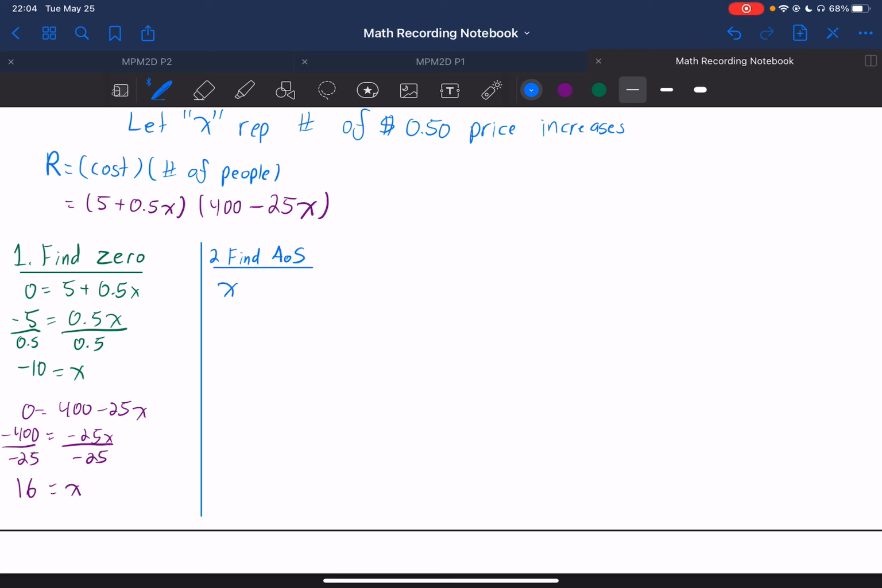So our AOS is x plus our two zeros, so negative 10 plus 16 divided by 2. That's going to give us 6 divided by 2, which gives us 3. So our x at the AOS, so our x at our vertex is going to be 3. We can already find out now one part of the question. So that's what we're going to do.